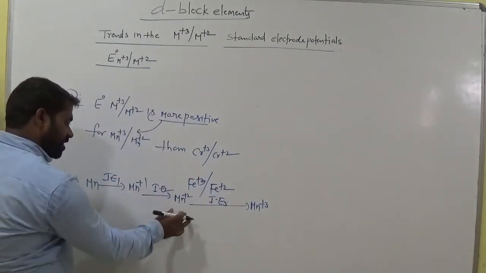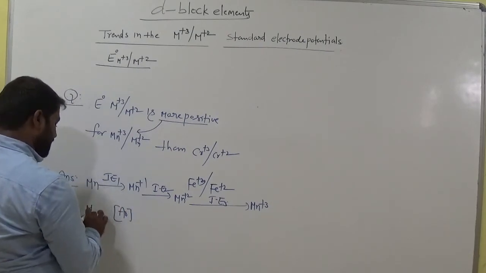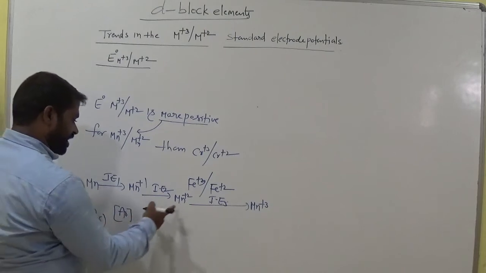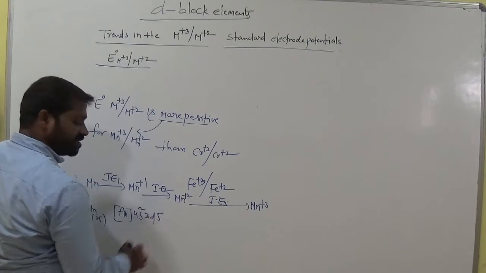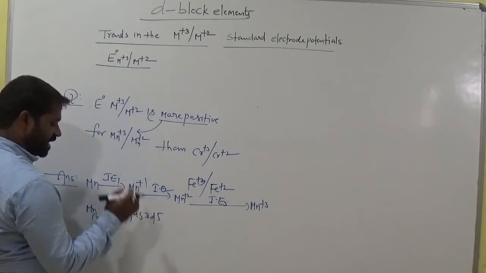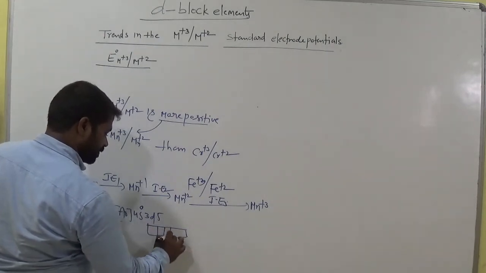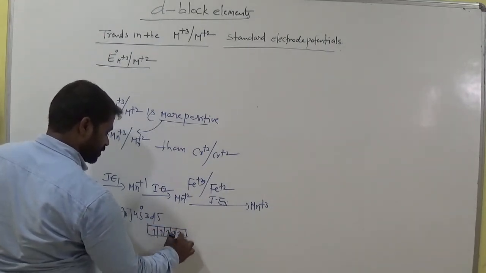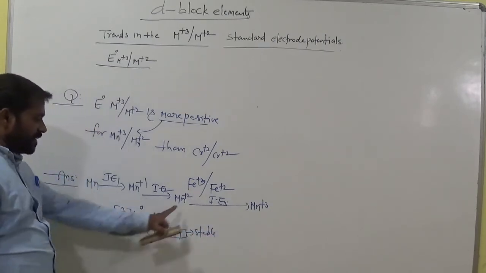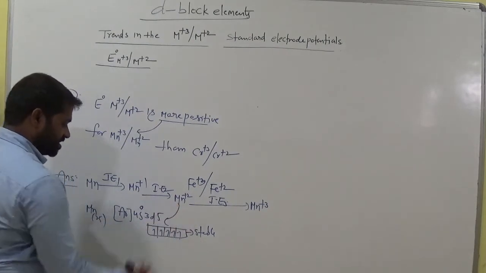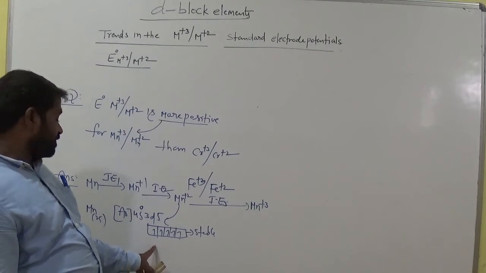If we observe up to Mn+2, manganese's atomic number is 25. For Mn+2, the configuration is argon 4s2 3d5. Am I right? Mn+2 means removing these 2 electrons. So 3d5 is a stable electronic configuration, up to Mn+2. This is stable already. Why? Because in the d orbital it is half filled with unpaired electrons.